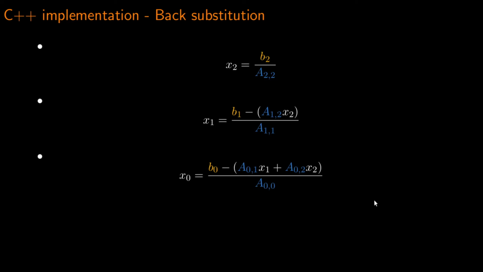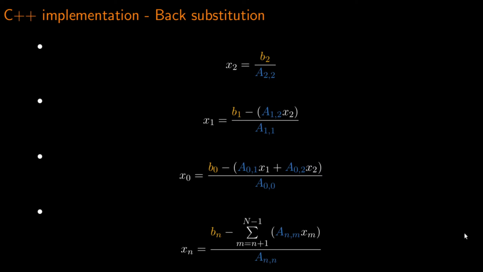So how can we actually put that together into one form? Well, it turns out we can write that in this form here. This simple equation means that x of n is equal to b of n minus the sum over m equals n plus 1 to big N minus 1, where big N is the number of unknowns, of a_nm times x_m, all over a_nn.